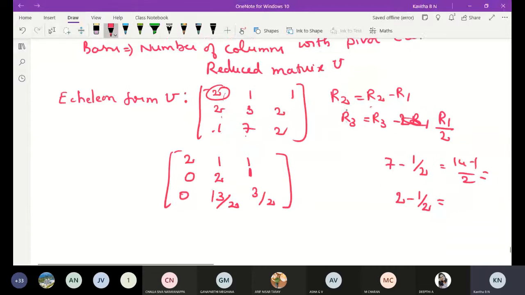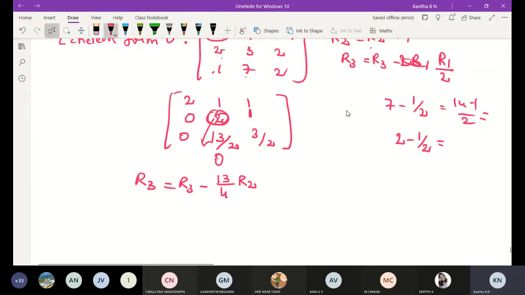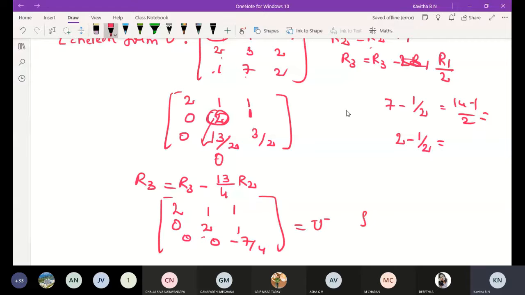We have to convert the given matrix into a triangular matrix. Using these elements, we have to make this one 0. Means R3 is equal to R3 minus 13 by 4 into R2. Then what will happen? The given matrix is here 2 1 1, 0 2 1, 0 0 minus 7 by 4. This is the U matrix. Then rank of A is equal to 3 here.